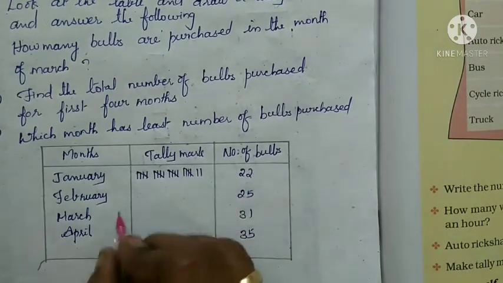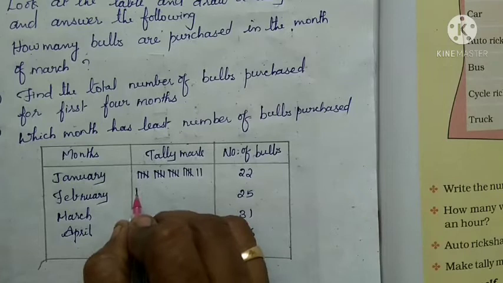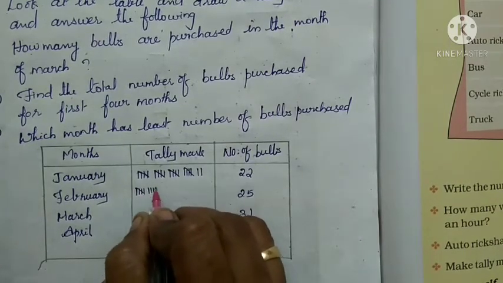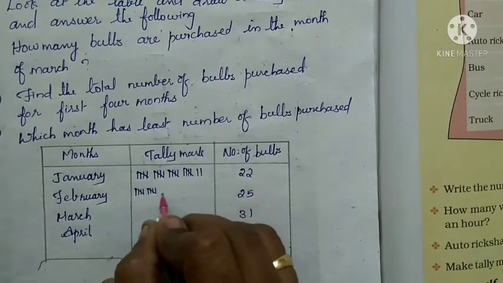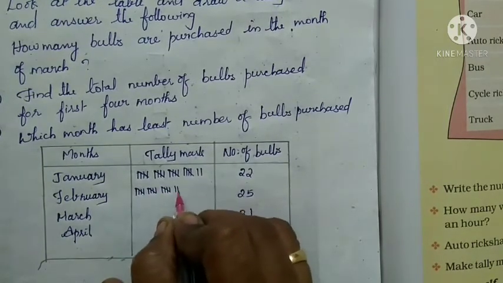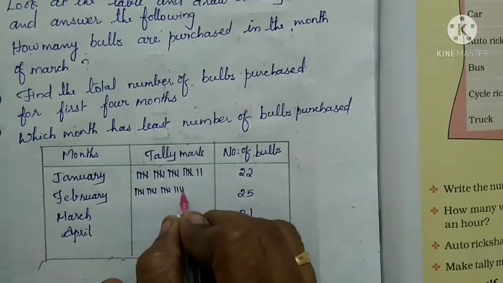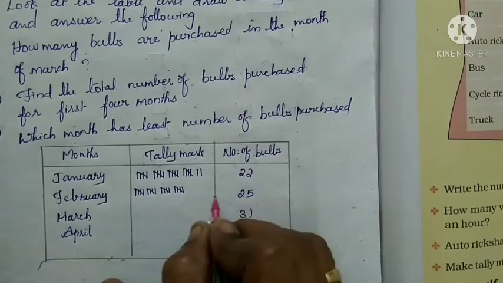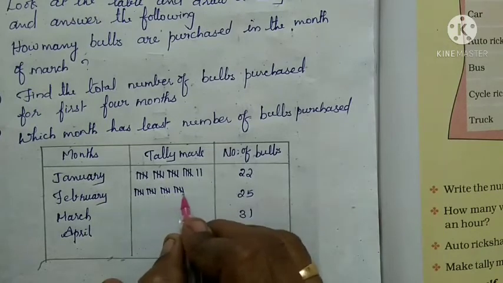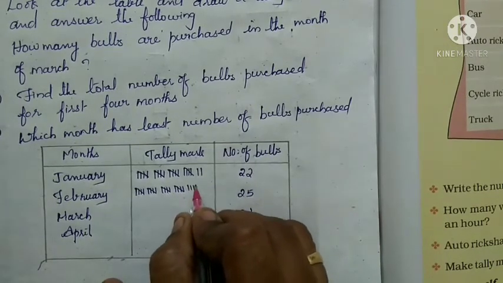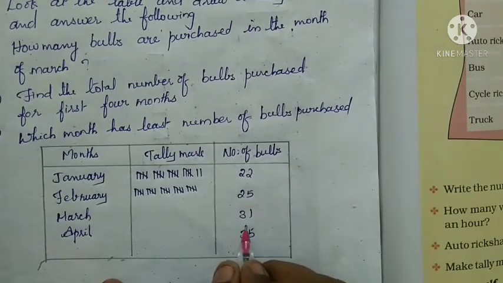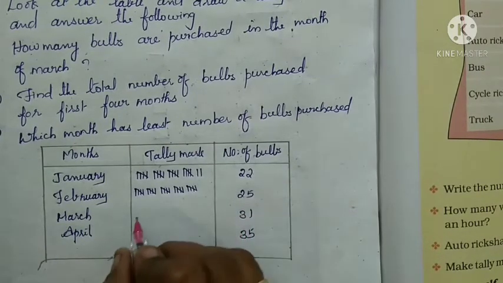Okay. Next number is 25. So same way 1, 2, 3, 4, 5. 1, 2, 3, 4, 5. Total 10. Then 1, 2, 3, 4, 5, 15. Then 1, 2, 3, 4, 5, and then 5, 10, 15, 20, and then 25. Understand? And in March, 31 bulbs are purchased.